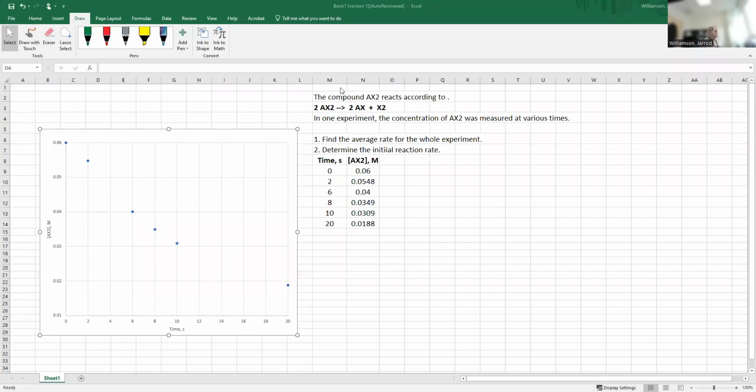Okay, this is Dr. Williamson doing another rate of reaction problem. In this one, I'm using Microsoft Excel because it had a nice little graphing feature.